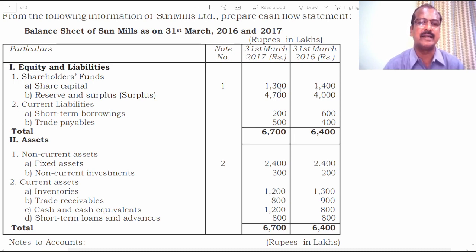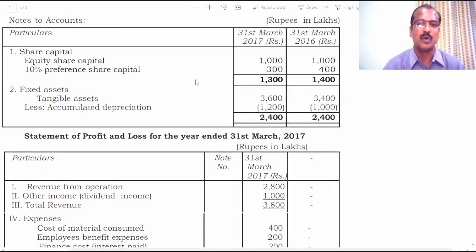Let's have a look at the details of note number 1. You find two types of capital with this company. One is equity capital with the opening and closing the same at 1,000 lakhs, whereas the other item is 10% preference share capital, opening of 400 lakhs and closing of 300 lakhs.